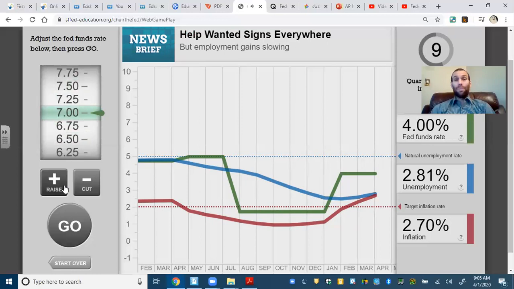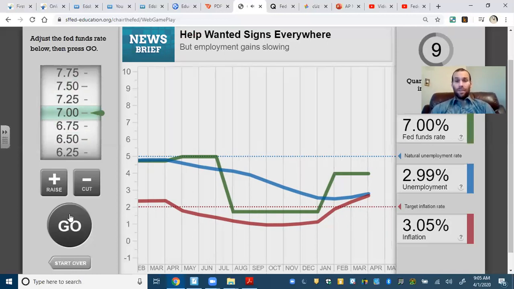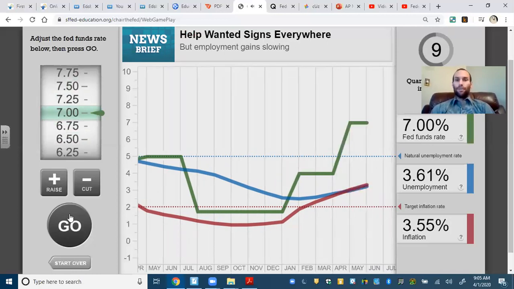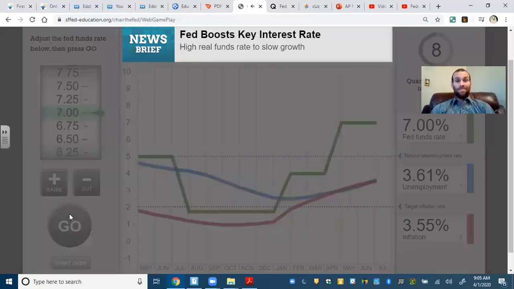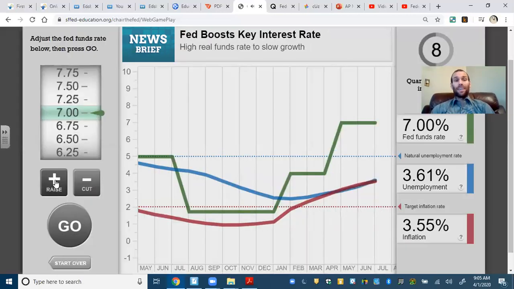So let's go ahead and I put it all the way up to 7. Like I said, supply shocks are a really tough one. Oof, that is not good. As a matter of fact, I'm going to go ahead and bump it up a bit more. I do not want this to get out of control.